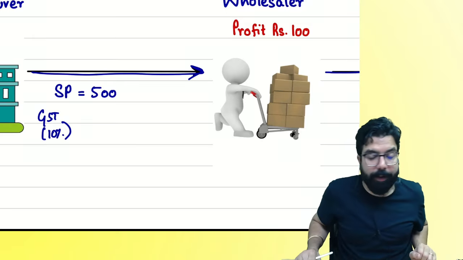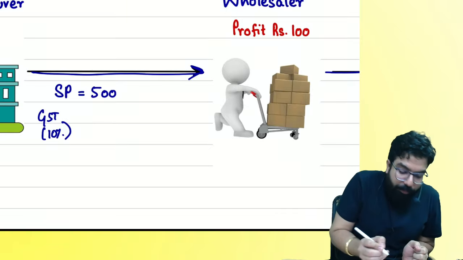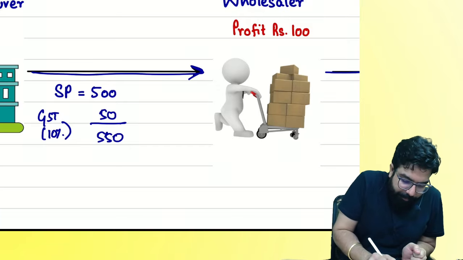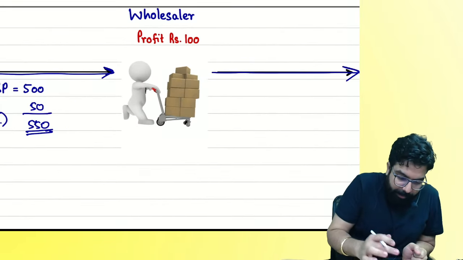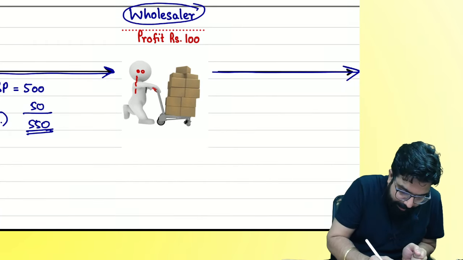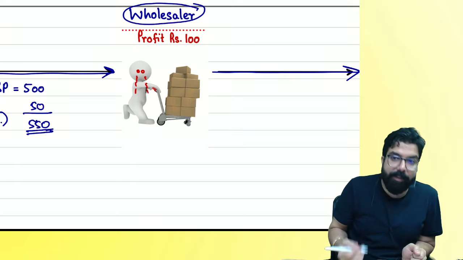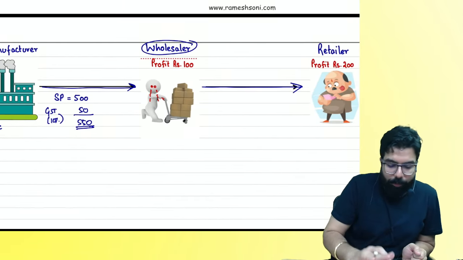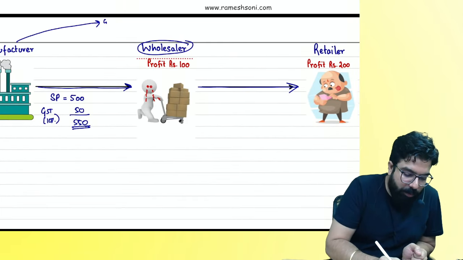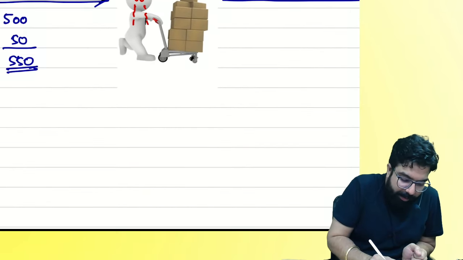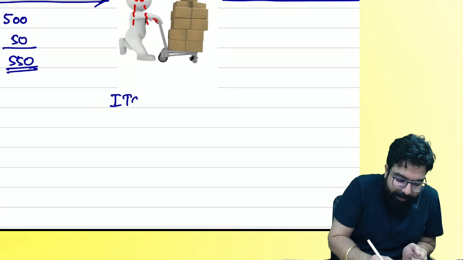Selling price 500, GST 10%. Now, tell me one thing. What will this wholesaler do? First, he will cry. Why will he cry? Sir, I am not a consumer. What will the government tell him? Hey, don't worry. He will pay the GST to the government, and the government will give it back to you as what? It is called input tax credit.